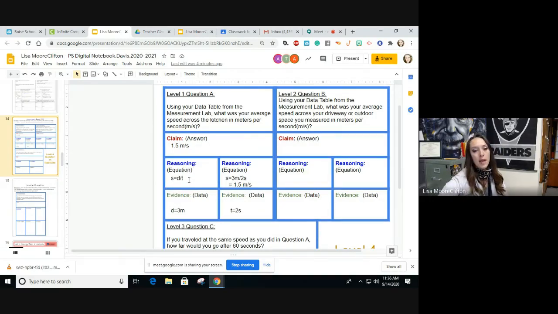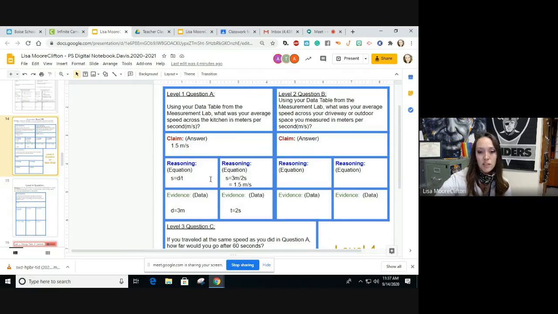Now you can go, okay, what evidence do I need to plug into my equation? What data do I need to plug into the equation? So I need a distance and a time. Which distance and time? Well, for the kitchen, right? What's the distance across the kitchen and what was the time it took to get across the kitchen? So again, I would go to my measurements lab, and in my measurements lab, my distance across the kitchen was 3 meters and it took me 2 seconds. Now you can put both distance and time in this same square. That's totally fine. That's totally acceptable.